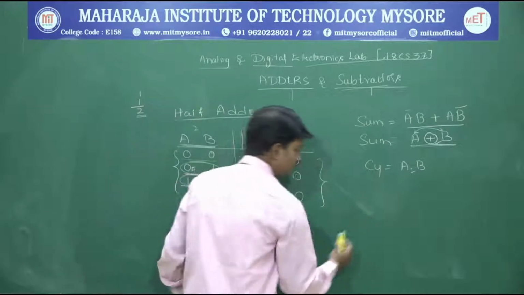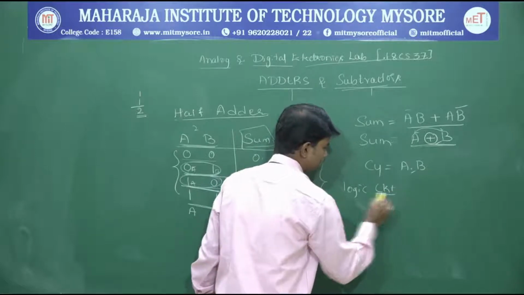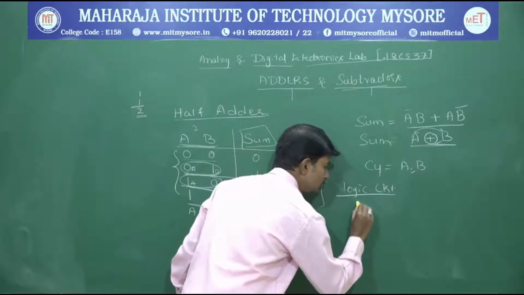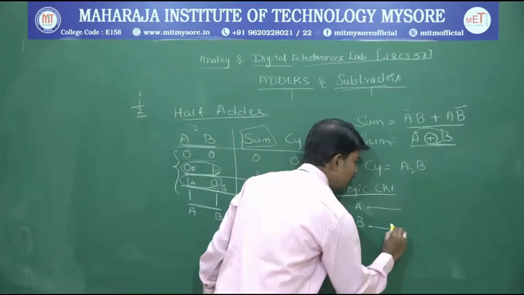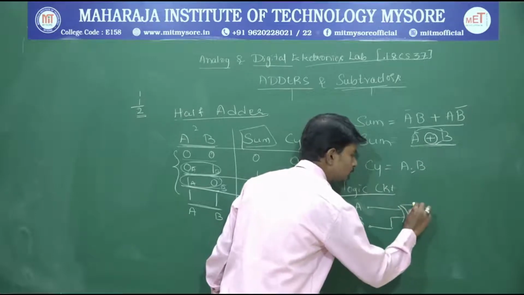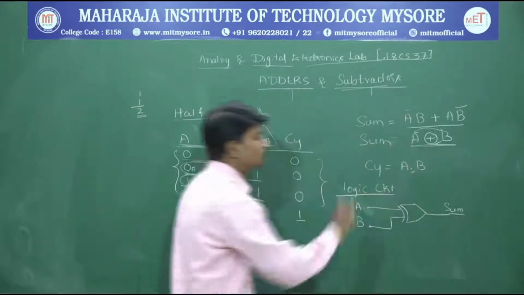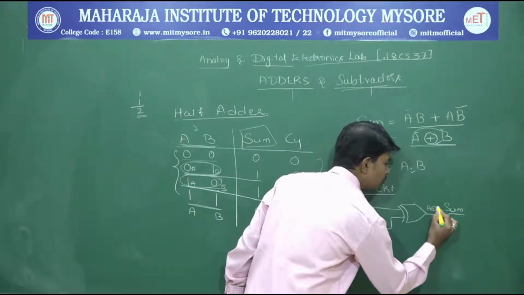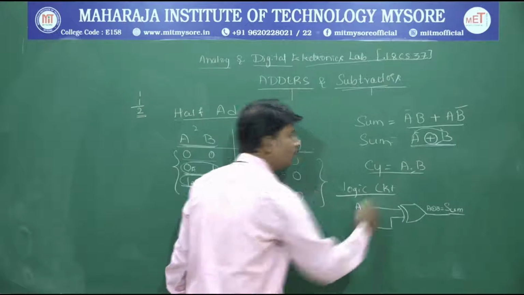So now I'll put a logic circuit here itself. As you can see, I'll just take two variables, let's say A and B. The first thing is I have to do an XOR operation between the A and B variables in order to get a sum equation. So now I have got a sum wherein the output is A XOR B, which is equal to a sum.